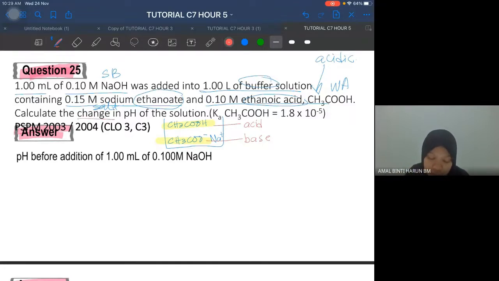Okay. Now dia tanya apa? Calculate the change in pH of the solution. Okay. Original pH. So kita kena cari what is the pH of this buffer. pH dia berapa dahulu. Lepas tu barulah kita cari pH setelah kita tambah 1 ml strong base. So it is originally 1 liter. So ni 1 liter.